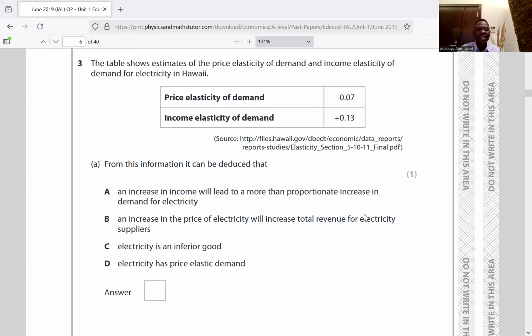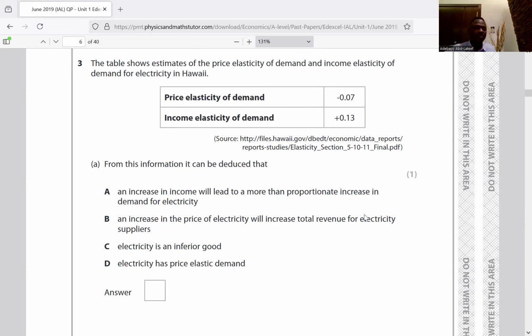Then we see C. They said electricity is an inferior good. No, it's not an inferior good, because it's a positive YED here. And if it is positive, it is a normal good. Electricity has price elastic demand. It doesn't have price elastic demand. It has price inelastic demand. So the answer is B.